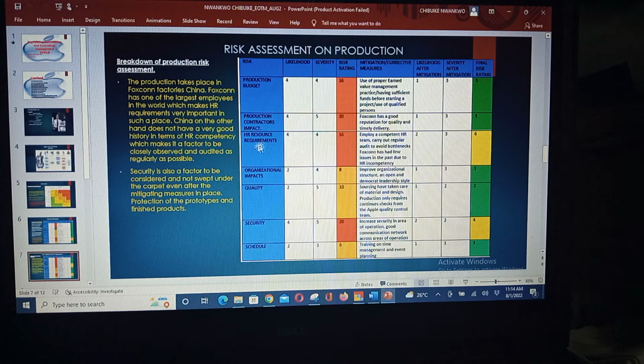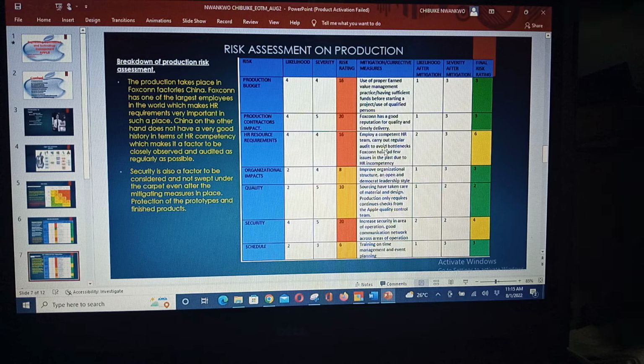HR resource requirement here, in this case, is very, very important in the production. Why? Because production is done in China, and it's a contracted job. So it means that the quality control in Apple does not have much effect here. That is why the resource requirement is high. And also because Apple have had some issues with their HR in China because of using underage workers to do the job, not obeying the working and rest hours, and so on and so forth.